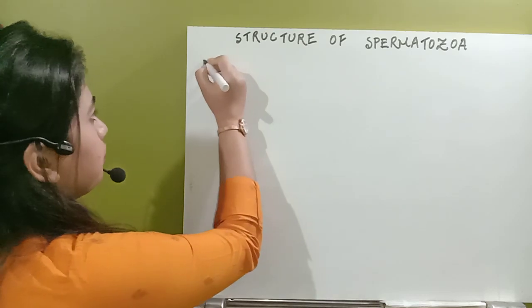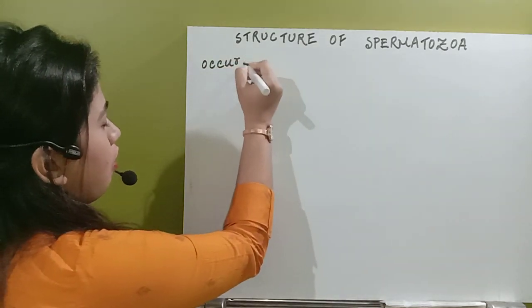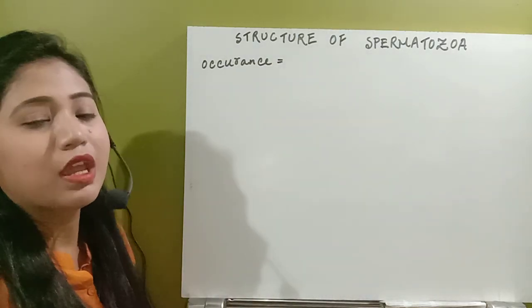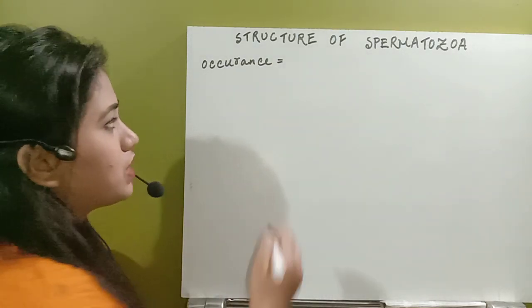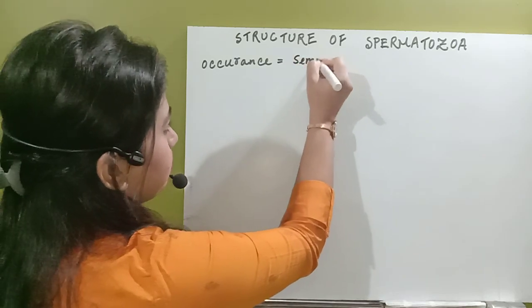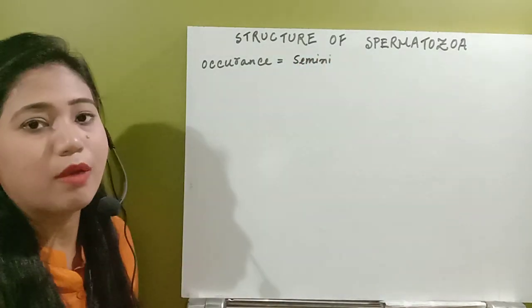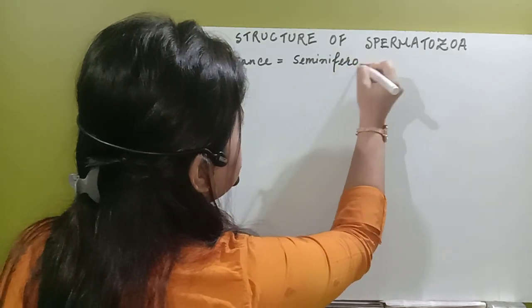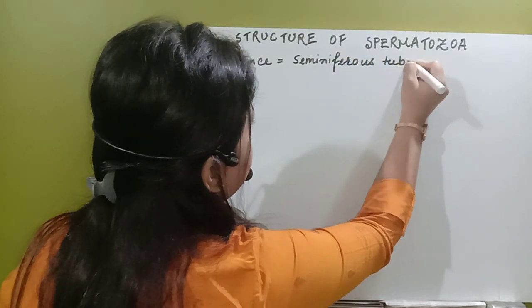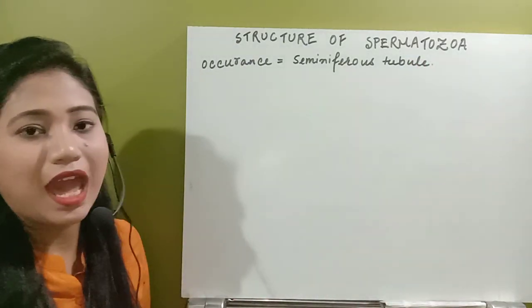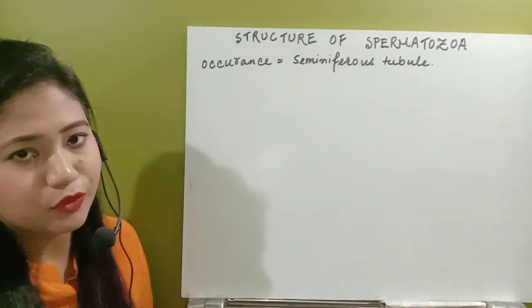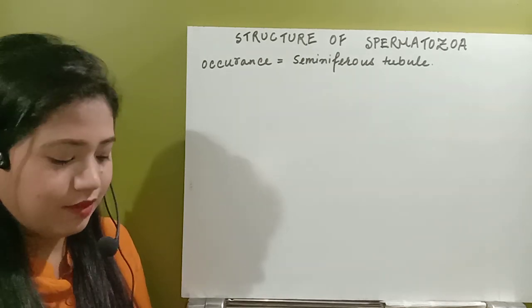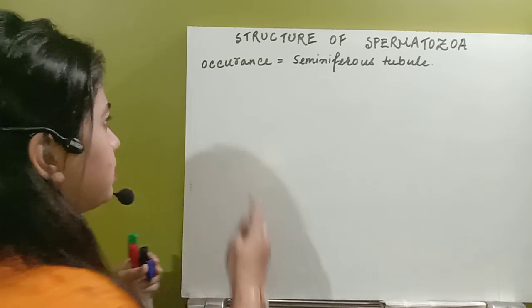First of all, the formation of the spermatozoa occurs inside the seminiferous tubule by a process of spermatogenesis. So inside the seminiferous tubule, the formation and development of the spermatozoa occur. Now we'll see what type of cell that is. First of all, about their measurement.